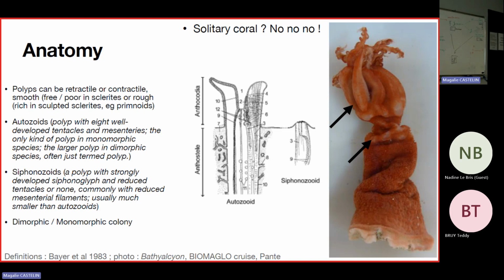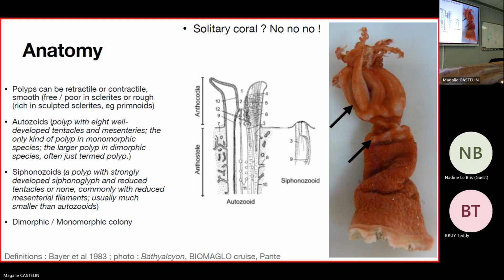So the autozooid corresponds to a polyp with well-developed tentacles and mesenteries, and it's the only kind of polyp in monomorphic species. Okay, we talked about that. Then the siphonozooids are polyps with strongly developed siphonoglyph and reduced tentacles, and you can also have no tentacle on these siphonoglyphs. And the mesenterial filaments tend to be reduced. And as I said, you have dimorphic or monomorphic colonies, depending on whether you have just autozooids and these two. There are more subtle things about this, but we're going to keep it simple.